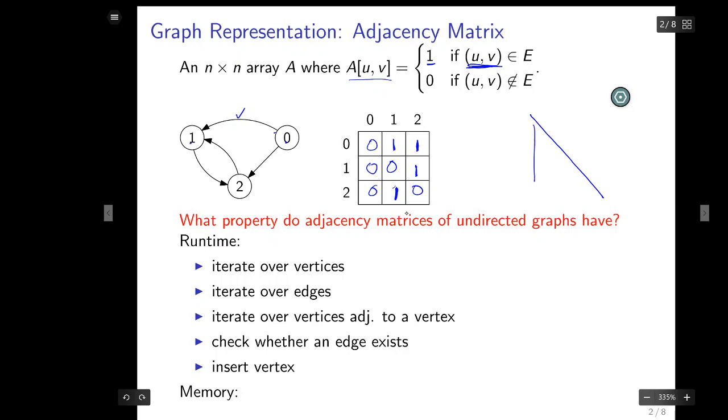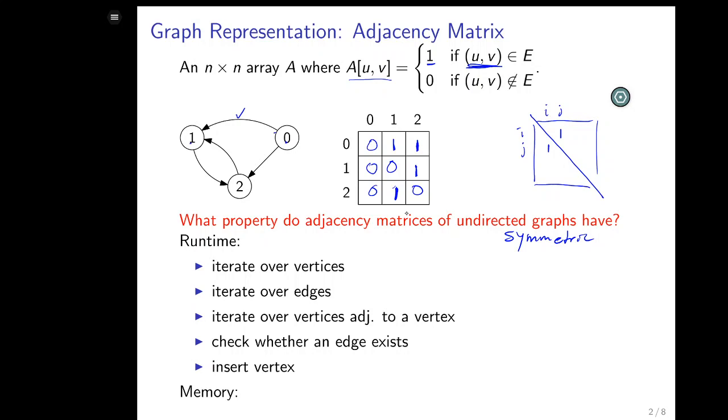If I looked at the matrix, then every time I have a 1 in this position, I'd have a 1 in the reflection across. If I have it in IJ, then I'd also have a 1 in JI. It's symmetric.